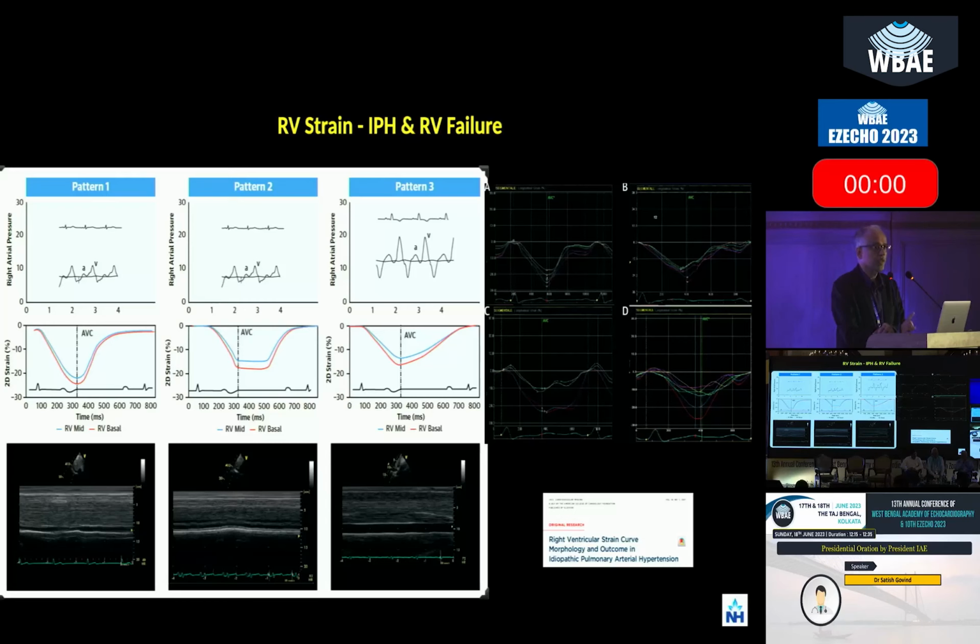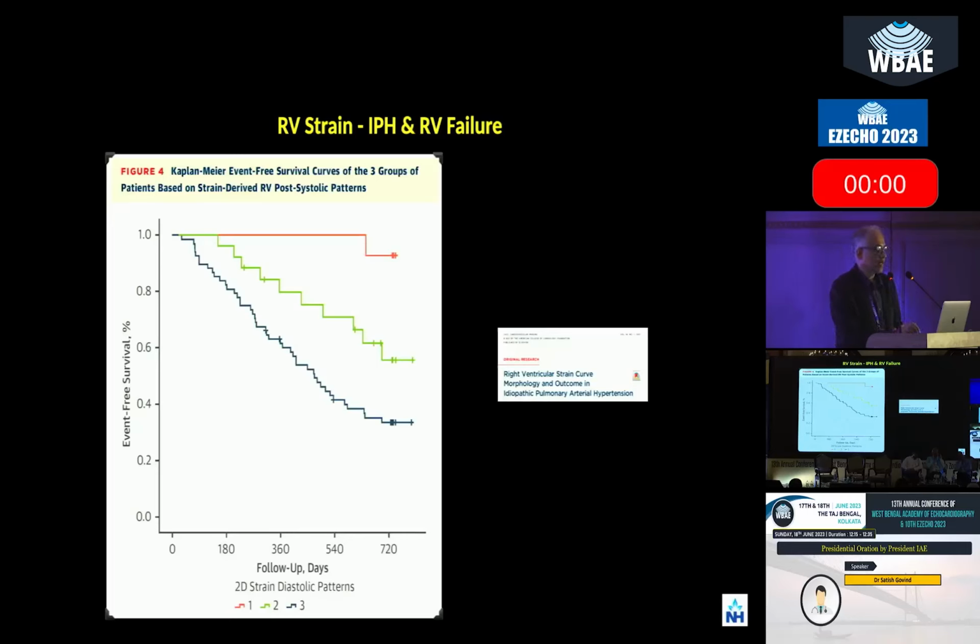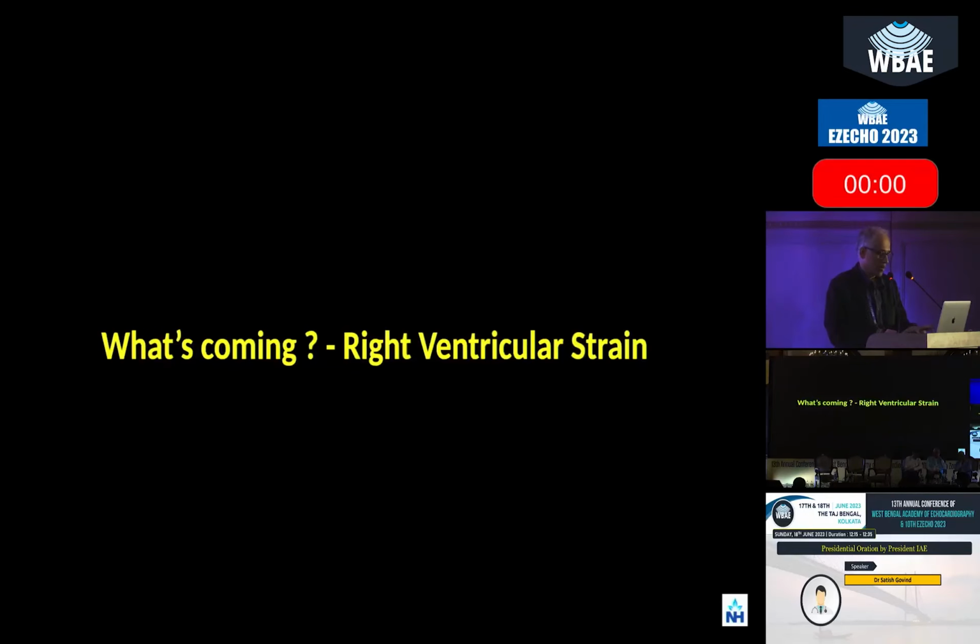But it is pattern 3 that should be worrying all of us. Here there is a very low strain, and a very prolonged coming back to the baseline, and these are patients in advanced heart failure, and they don't do well, and they have a very bad outcome. And this is the survival curve, which shows that looking at the shape of the curve itself, you can predict how long they're going to live. So you can see that pattern 3, the last one, these are the patients who have very low survival. So we have these issues.